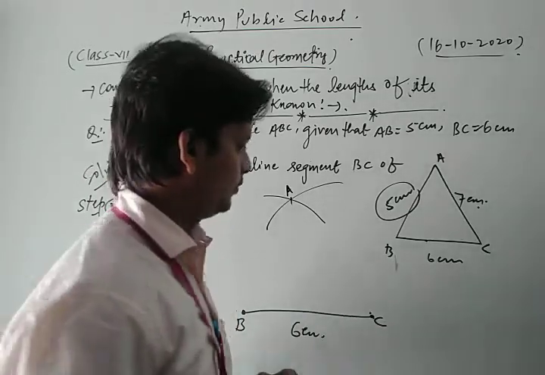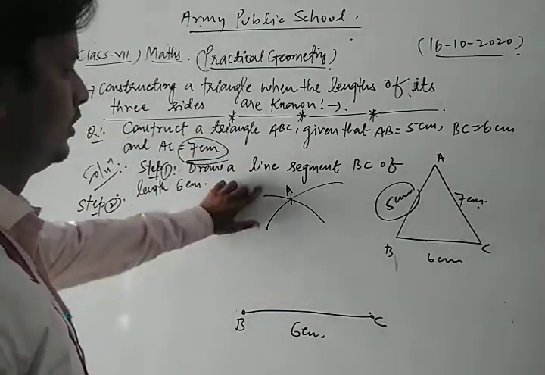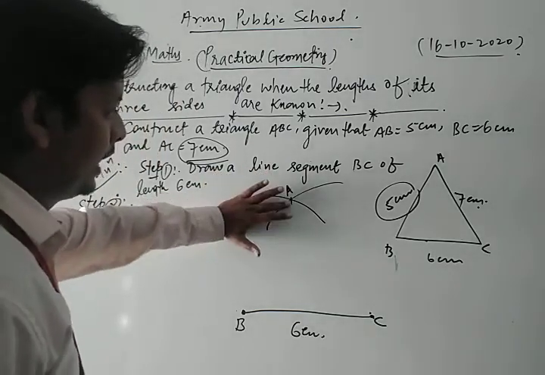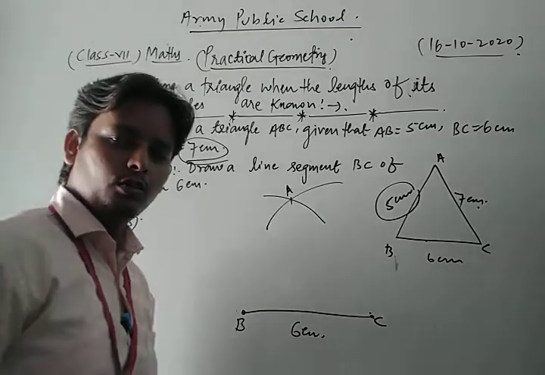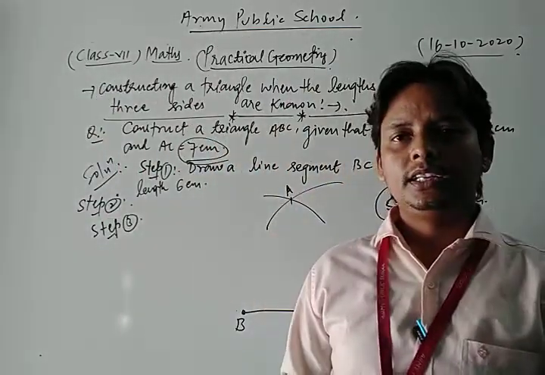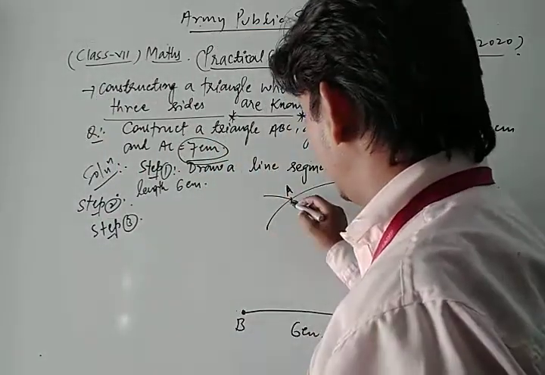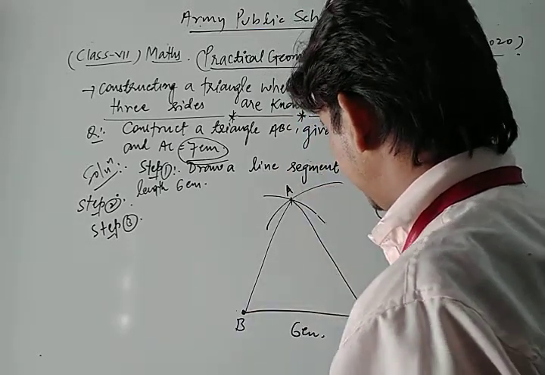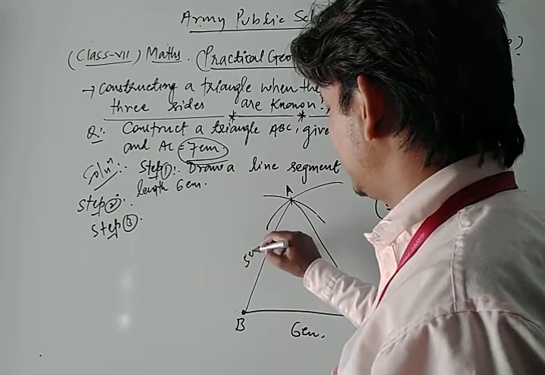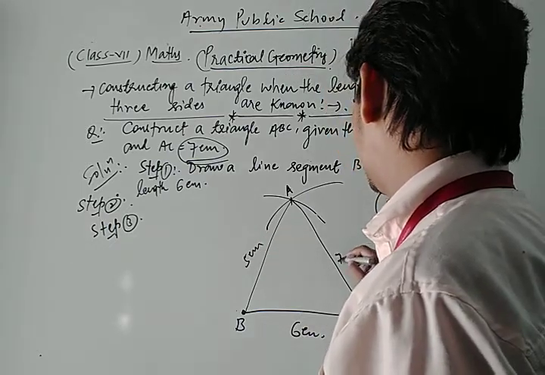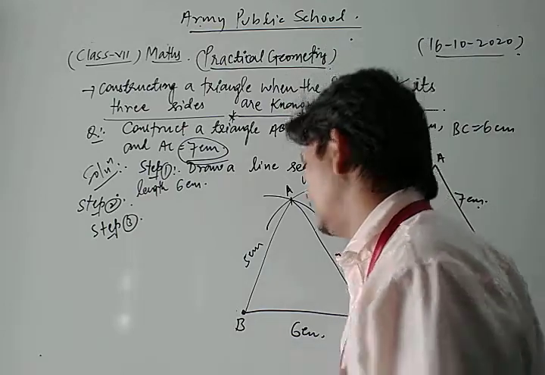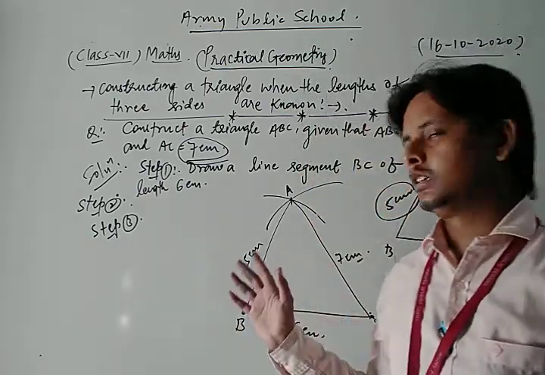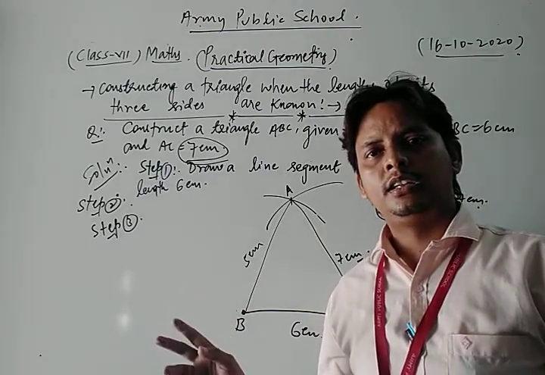Now what do we do next? We join AB and AC. This length is 5 centimeter and this length is 7 centimeter. So this is our required construction.